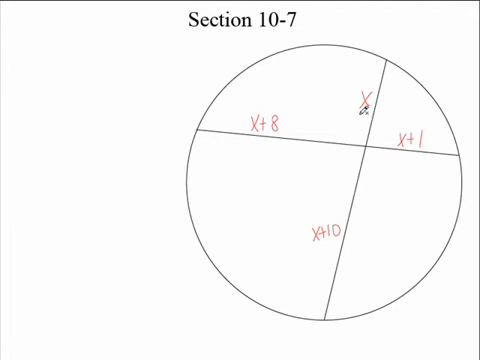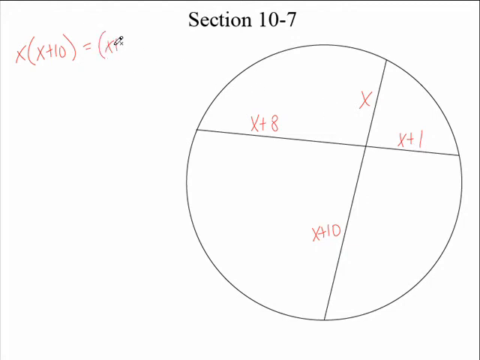Okay. Let's set up the geometry. So we're going to take this segment times this one equals this one times this one. Doesn't matter how you do it. Let's just do this x and this x plus 10. So we multiply those together. So it's x times (x plus 10). Make sure you put the x plus 10 in parentheses, all right? Because it's a sum. When you multiply a sum, you need to put it in parentheses. Let's do the same thing here. Let's take this one and this one, multiply those together.